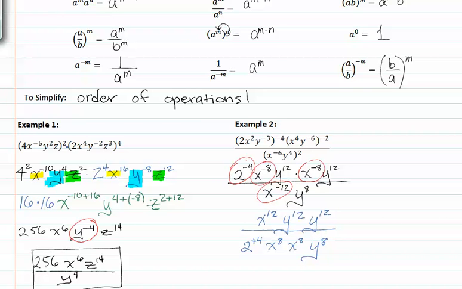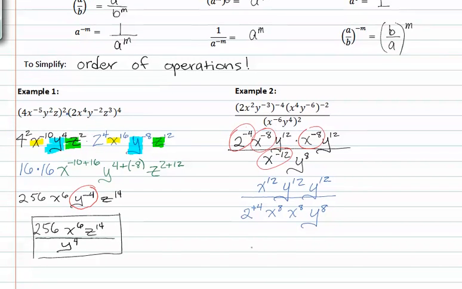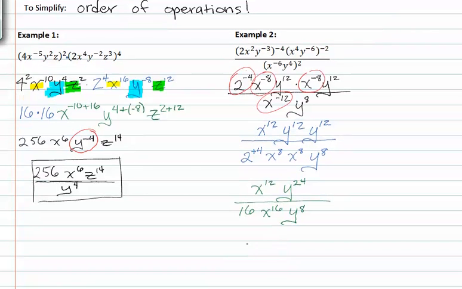Simplifying this further, we will get x to the 12th, y to the 24th, over 2 to the 4th, which is 16, x to the 16th, y to the 8th. Reducing out my common factors, my final answer is y to the 16th over 16 x to the 4th. And that is my final answer.